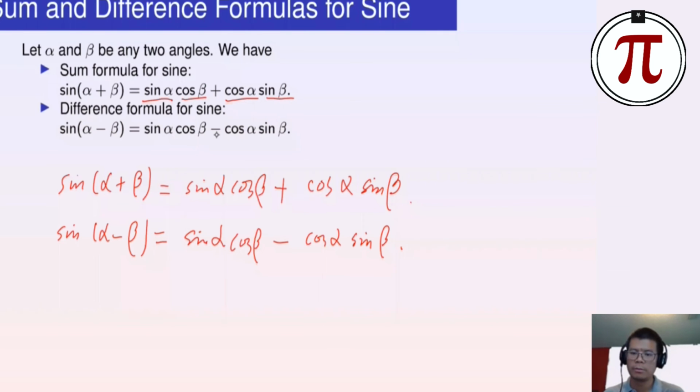You just answered my question. Thank you. I was confused, now I get it. Okay, very good. So for the difference, it's the same: sine and cosine for the two angles.